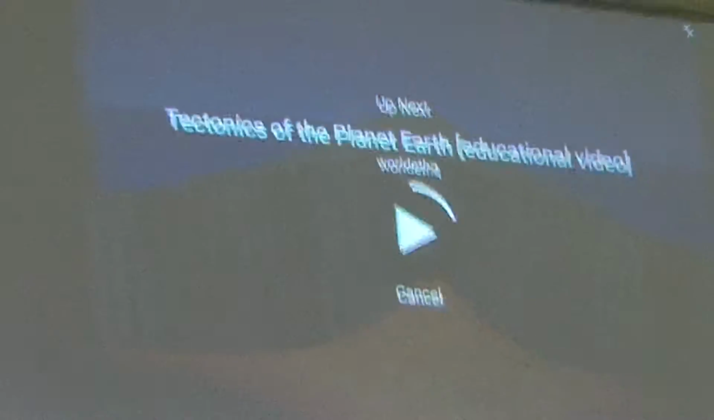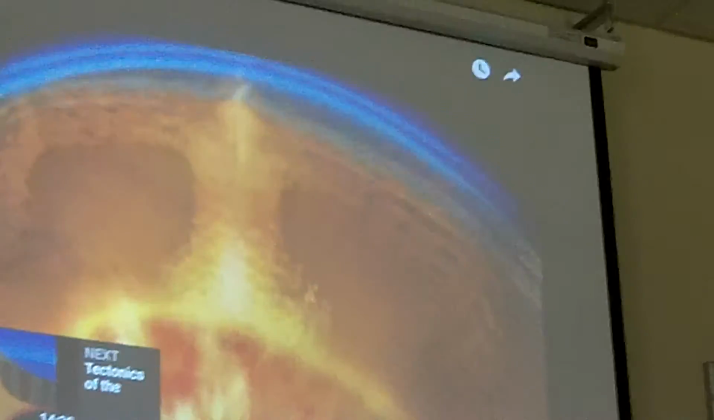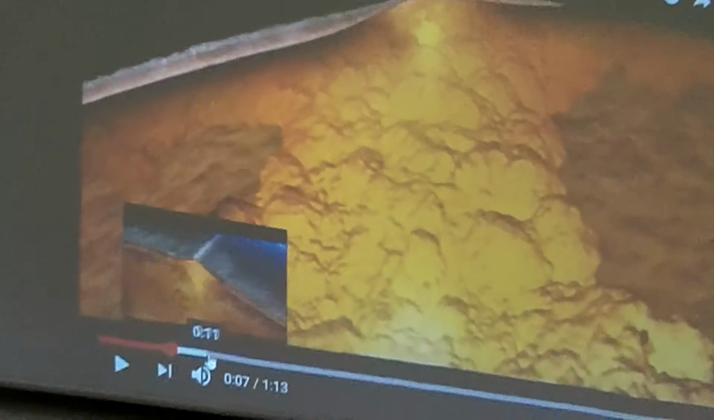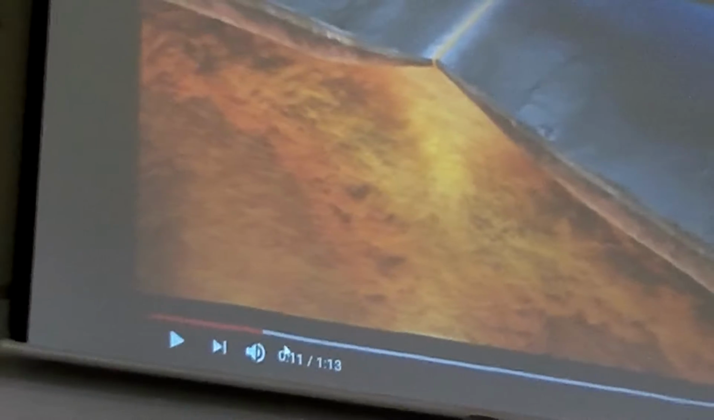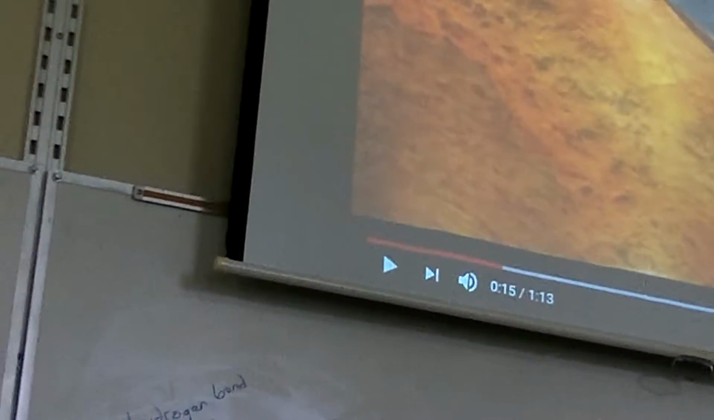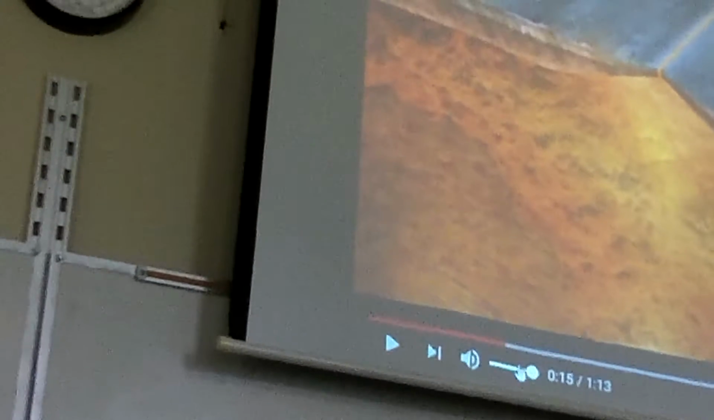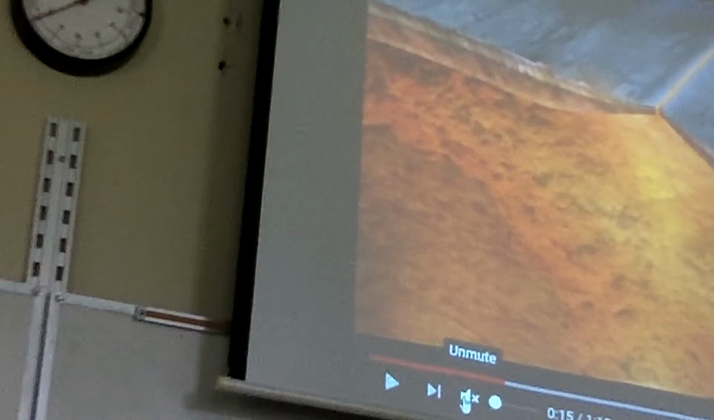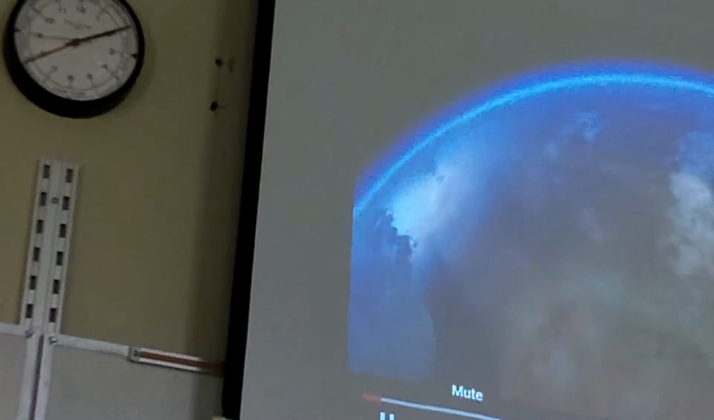How cool is that? Okay, so let's just take a look at this. They're showing these are ocean plates. These are basaltic plates. And here, coming from the center of the Earth, let me just turn down the volume so you get it. Let me mute it. There we go.